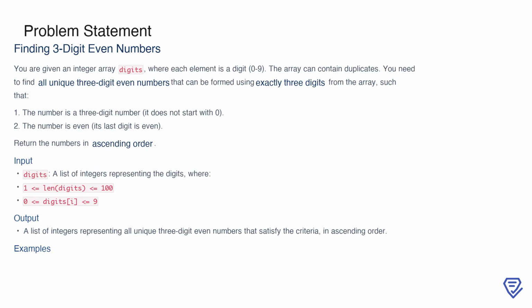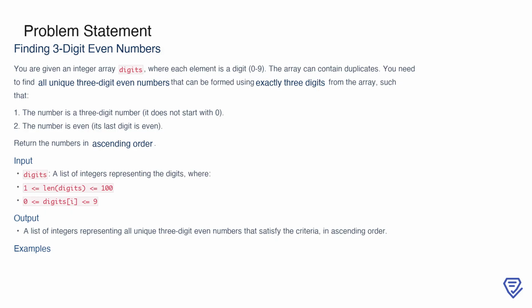In this problem, we are tasked with finding all unique three-digit even numbers that can be formed from the given array of digits. The array, called digits, contains integers between 0 and 9, and it may have duplicates. When forming these numbers, we need to ensure two key constraints are met. First, the number must be a valid three-digit number, meaning it cannot start with 0. Second, the number must be even, which means its last digit has to be one of the even digits 0, 2, 4, 6, or 8. Once all valid numbers are identified, they should be returned in ascending order.